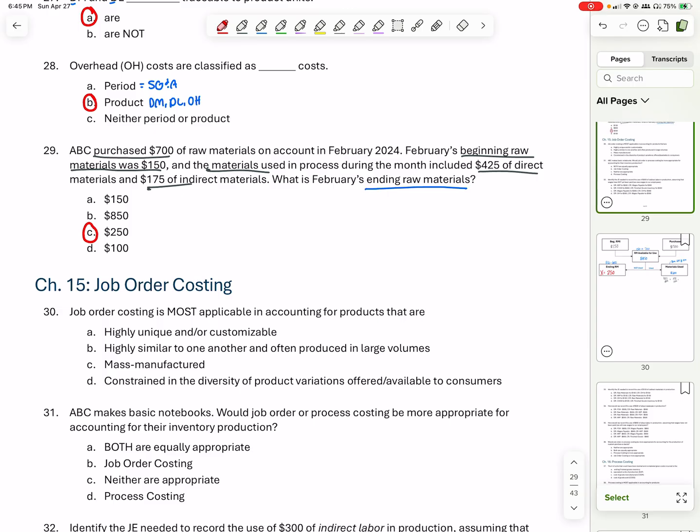See, that is the end of my coverage of the study materials coverage of chapter 14. We will pick back up with chapter 15 in the next video.